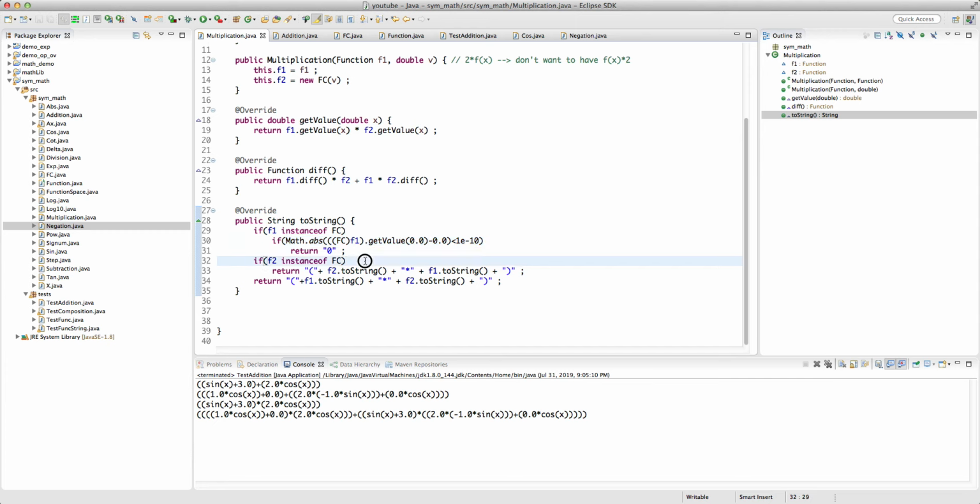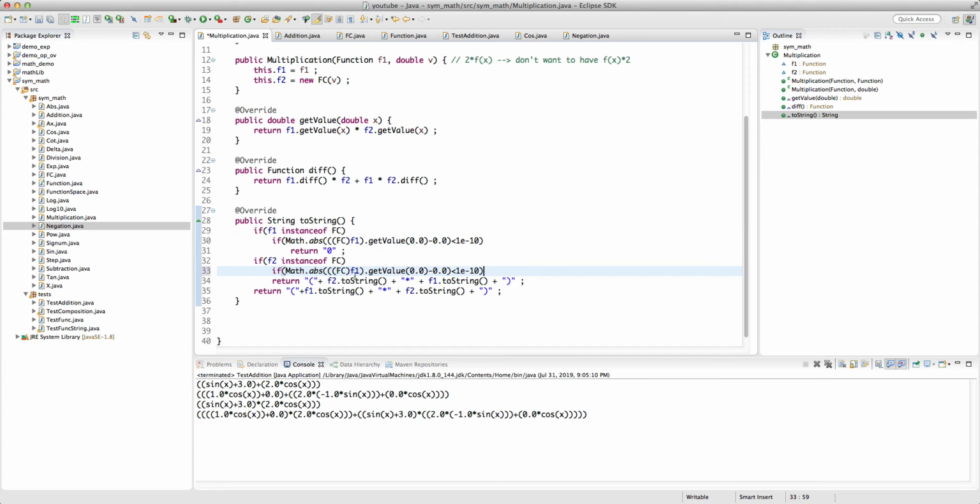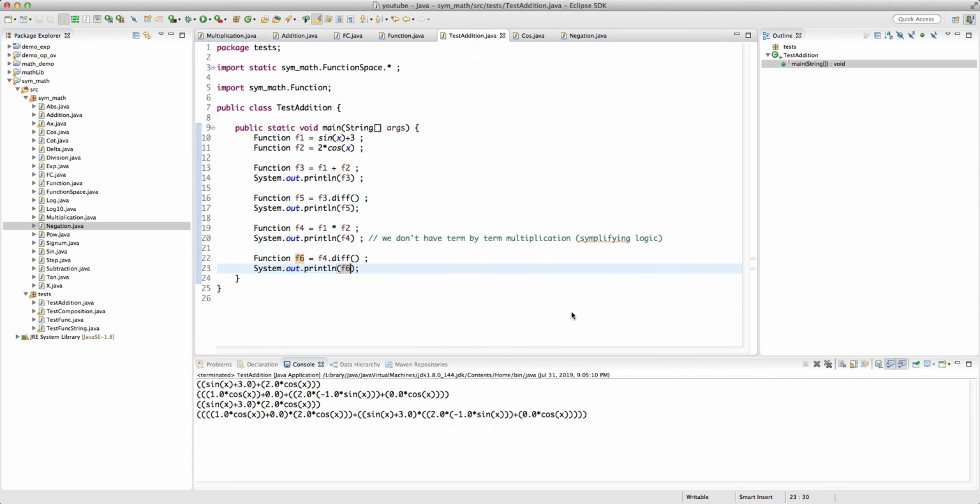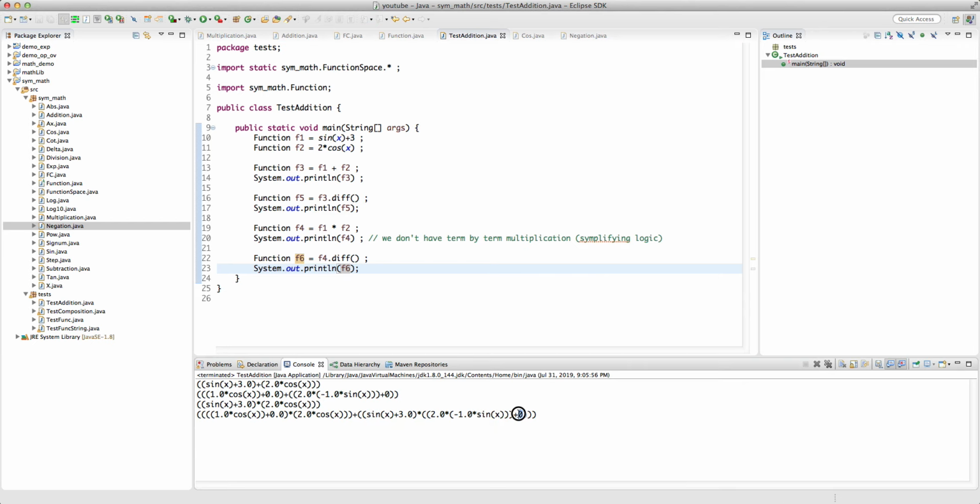And the same thing here. If f2 is less than, else. Yeah, now we get 0. So if 0 is multiplied by a function, it just returns 0. Okay?